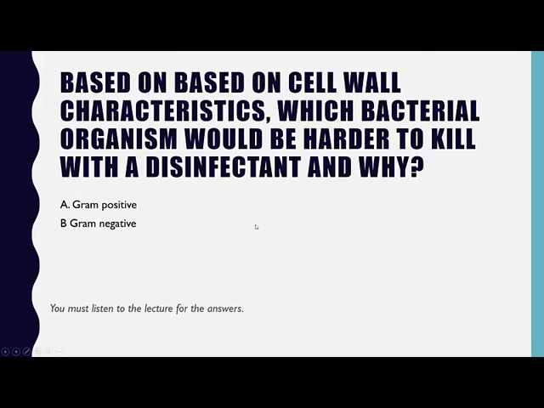Based on cell wall characteristics, which bacterial organism would be harder to kill with a disinfectant and why? See, now we're starting to discuss why it matters. The why. Did you say gram negative? You're right. And why is that? Because gram negatives have that extra protective plasma membrane barrier. It's semi-permeable. So disinfectants have to get through two membranes in order to hurt the cell, or at least one.